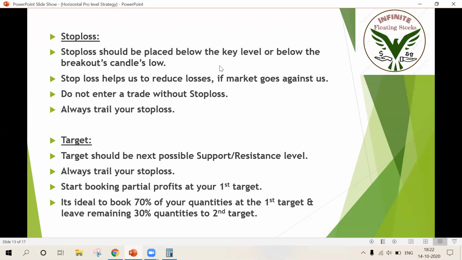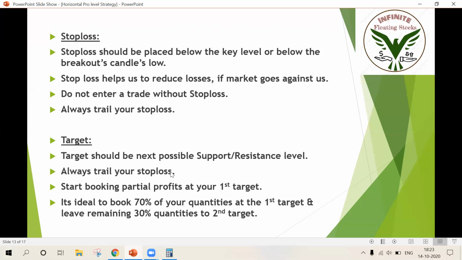Stop loss should be placed below the key level, or below the breakout candle's low. Stop loss helps us reduce losses if the market goes against us. Do not enter a trade without a stop loss. This is very important. Always trail your stop loss. The target should be the next possible support and resistance level. In this strategy, the next Fibonacci or next support and resistance is our target. I already showed you that.